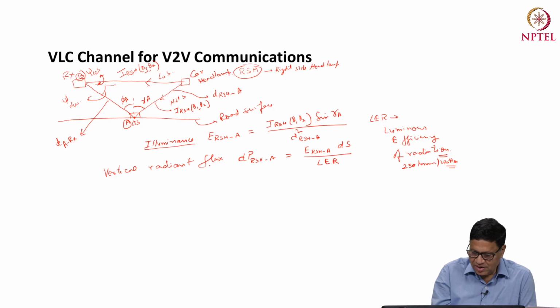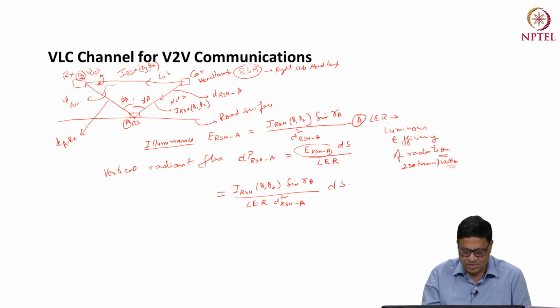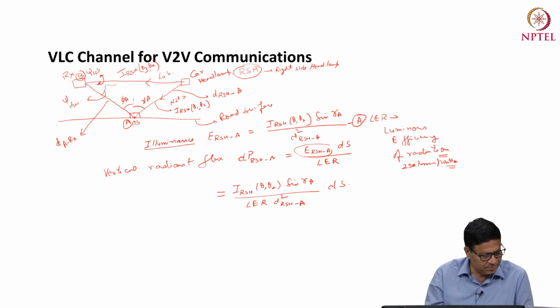So this is vertical radiant flux. So this will be equal to, we have to put this E RSH A from the earlier equation, say this equation number A, we put this value. So what we get is I right side lamp theta 1 theta 2 sine gamma A divided by LER d square RSH minus A into dS. So this is the vertical radiant flux.